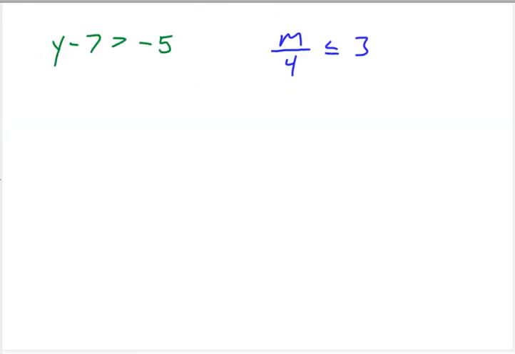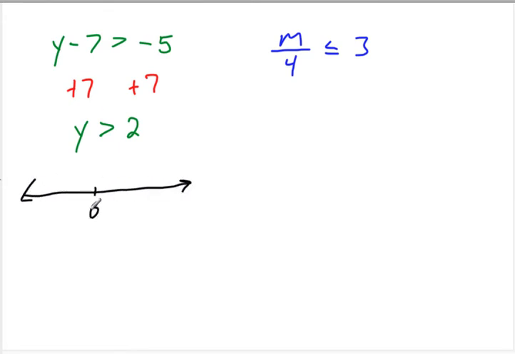Alright, so let's try another example here. Here we have y minus 7 is greater than -5. I'm going to add 7 to both sides. And my answer is y is greater than 2. So if I want to graph that, I'll show 0, I'll show 2, so I need greater than 2, that means open circle, and shading to the right.